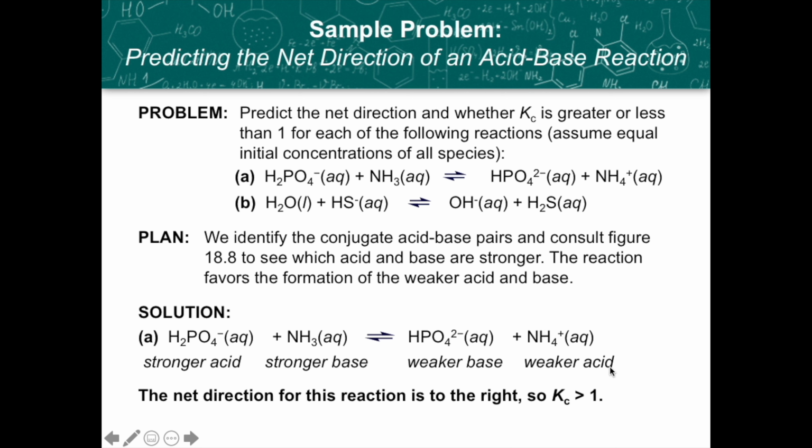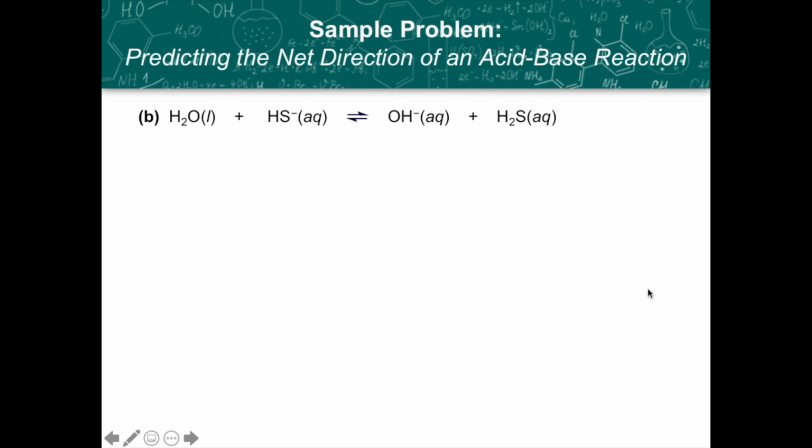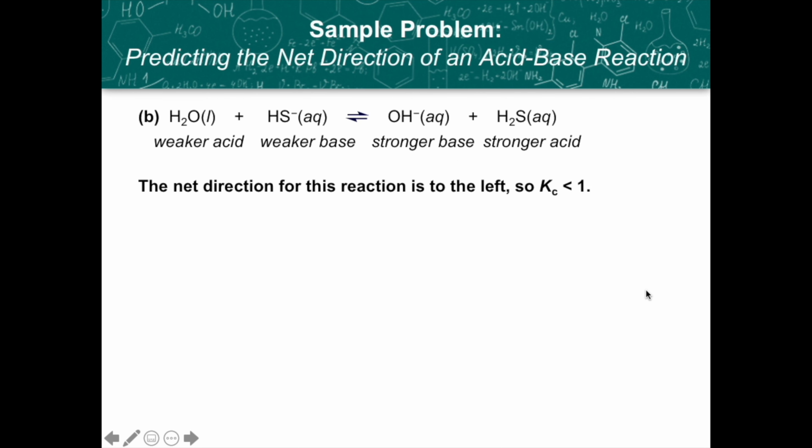For this scenario, the net direction of the reaction is to the right, so Kc is greater than 1. For the second example, we have the weaker acid and the weaker base on the left side, the reactant side. That's why the net direction for this reaction is to the left, so Kc is less than 1.